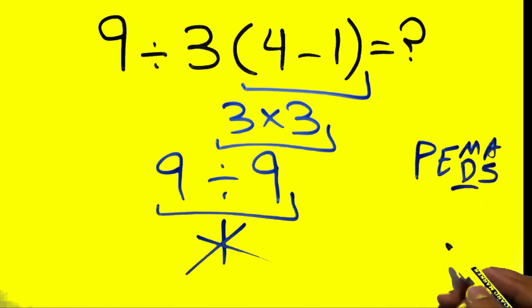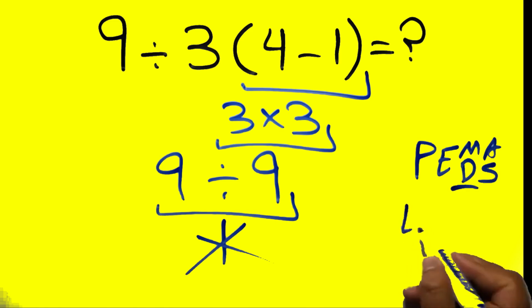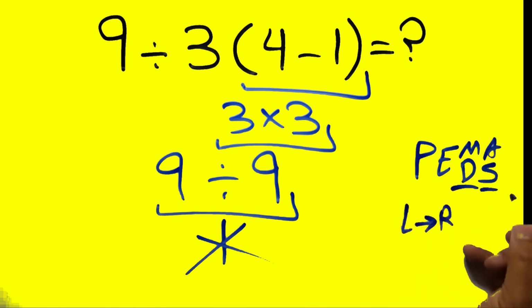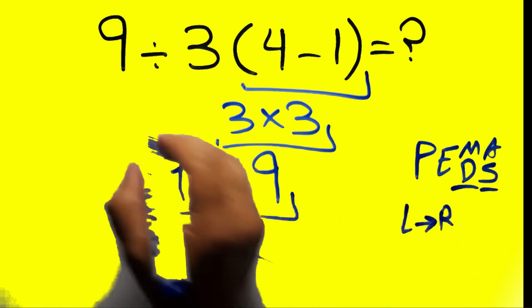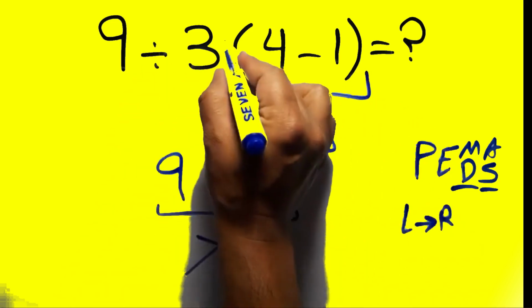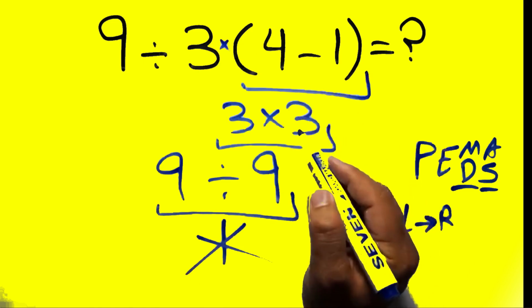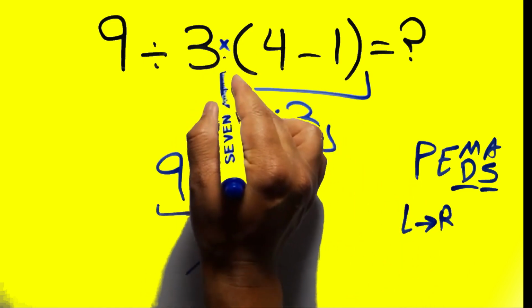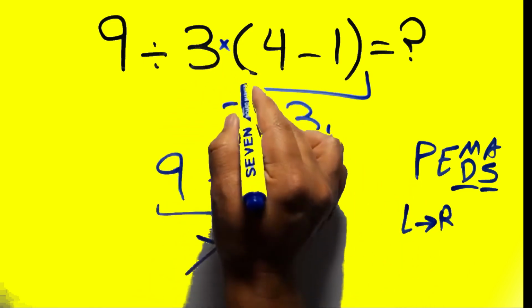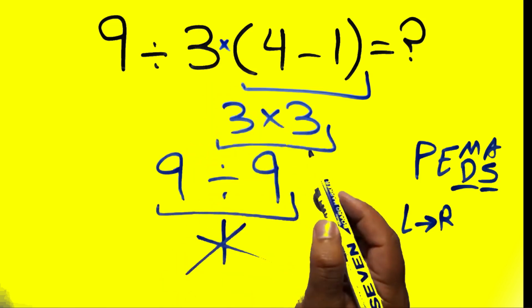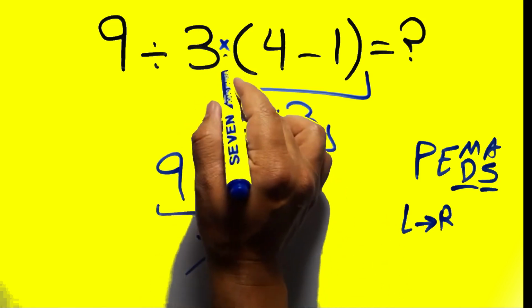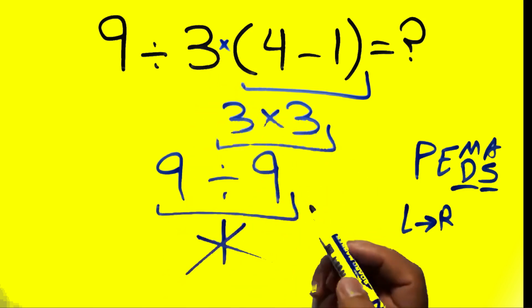Remember that multiplication and division have equal priority, and we have to work from left to right. And the same applies to addition and subtraction. In this expression, we have one division, one multiplication, and one parenthesis. Inside this parenthesis, we have one subtraction. Here we have a multiplication because in mathematics, when a number is placed next to parentheses, it means multiplication. And we don't write the multiplication sign for brevity.